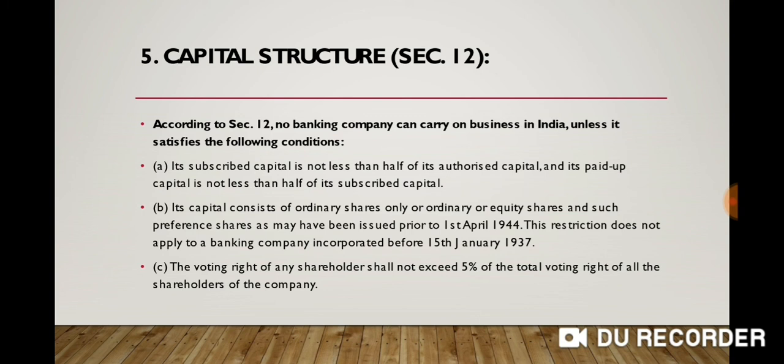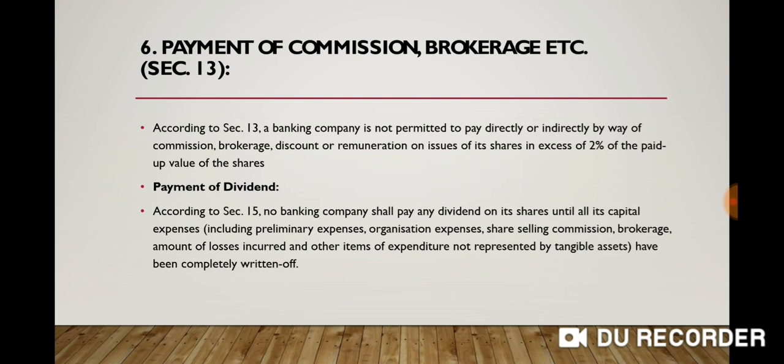B. Its capital consists of ordinary shares only, or ordinary or equity shares and such preference shares as may have been issued prior to 1st April 1944. This restriction does not apply to a banking company incorporated before 15 January 1937. C. The voting rights of any shareholder shall not exceed 5% of the total voting rights of all the shareholders of the company. Sixth is the payment of commission, brokerage, etc.